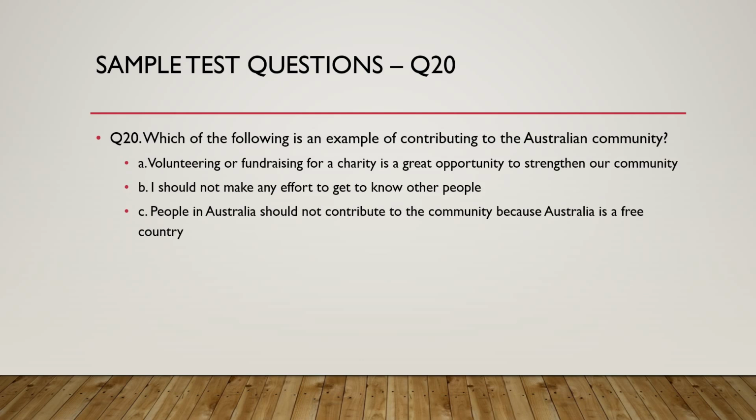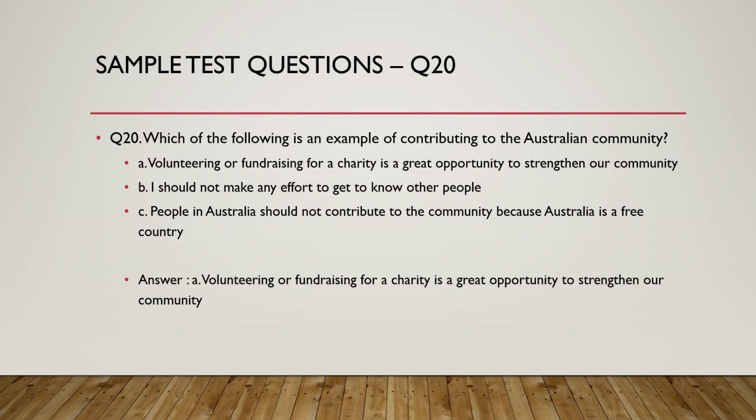Question 20, last question. Which of the following is an example of contributing to the Australian community? So is it A. Volunteering or fundraising for a charity is a great opportunity? B. I should not make any effort to get to know other people. Or is it C. People in Australia should not contribute to community because Australia is a free country? So the answer is A. Volunteering or fundraising for a charity is a great opportunity to strengthen our community.